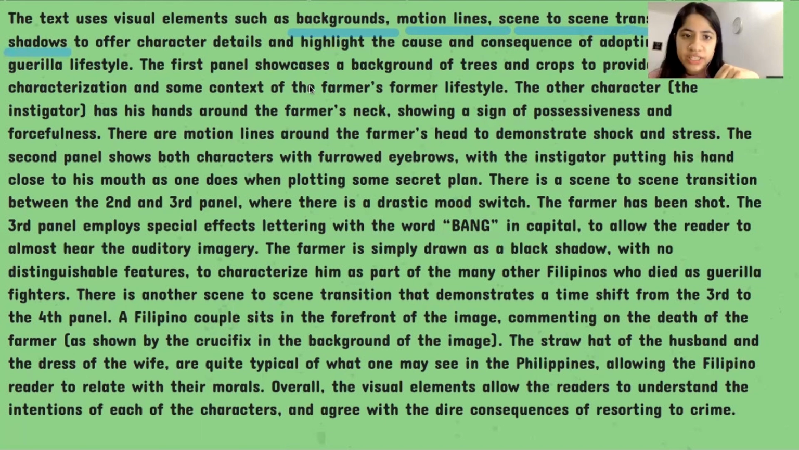Let's continue. The first panel shows a background of trees and crops to provide characterization and some context into the farmer's lifestyle. The other character, the instigator, has his hands around the farmer's neck, showing a sign of possessiveness and forcefulness. There are motion lines around the farmer's head, and then also why, to demonstrate shock and stress. Talking about the literary device or the visual element and then what it does.